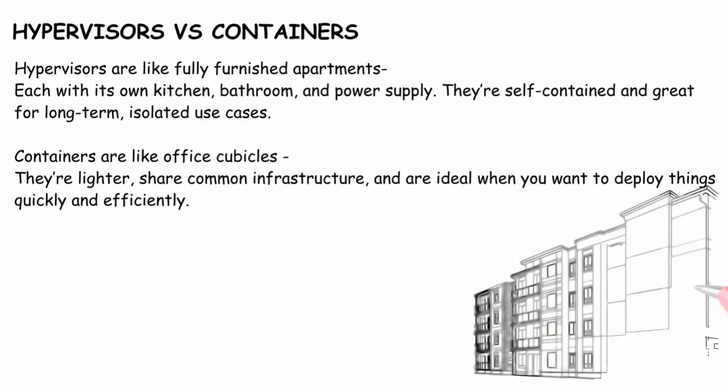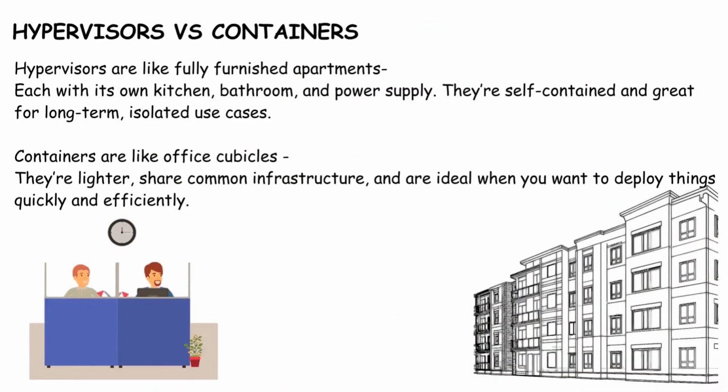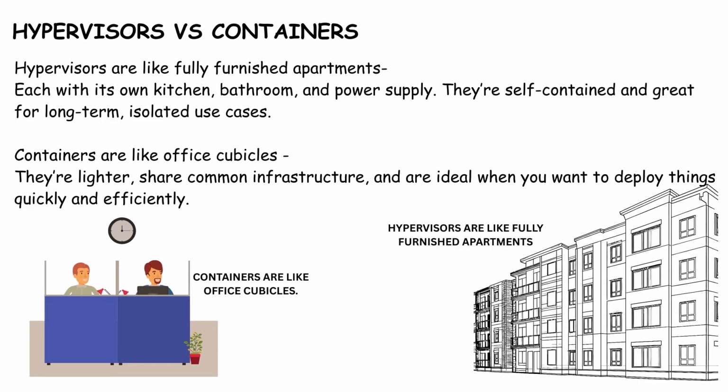Well, virtual machines powered by hypervisors are like fully furnished apartments, each with its own kitchen, bathroom, and power supply. They're self-contained and great for long-term, isolated use cases. Containers, on the other hand, are more like office cubicles. They're lighter, share common infrastructure, and are ideal when you want to deploy things quickly and efficiently.